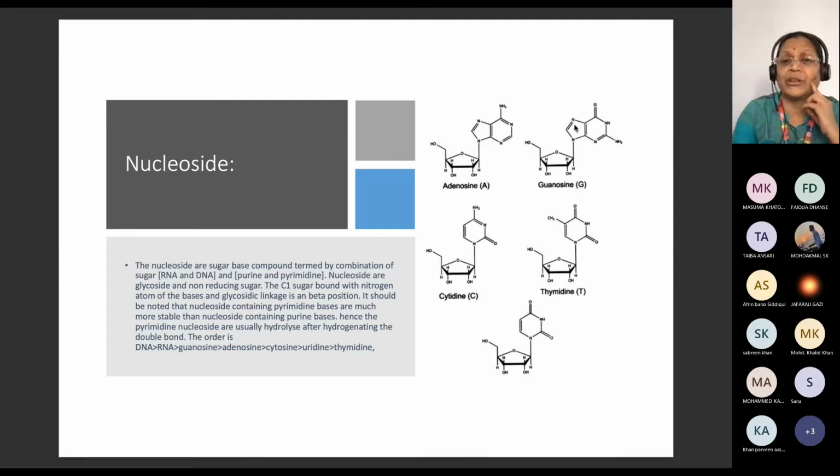So here we have A and G. This is guanine and your sugar, so the nucleoside name will be guanosine. It can be abbreviated as capital G, and this can be abbreviated as capital A. Then we have cytidine. How has the cytidine come? This is the cytosine base, the pyrimidine base, na?